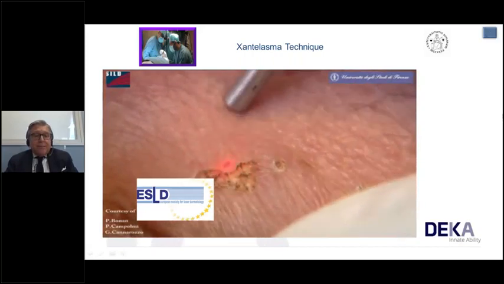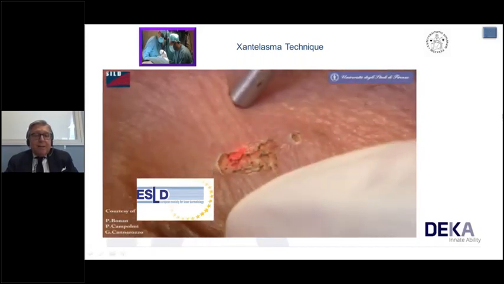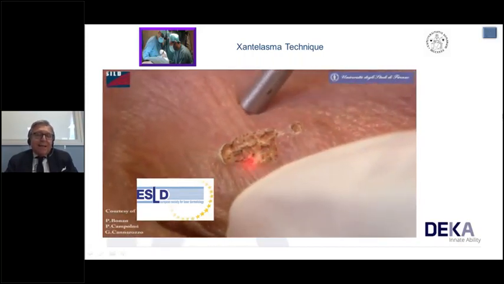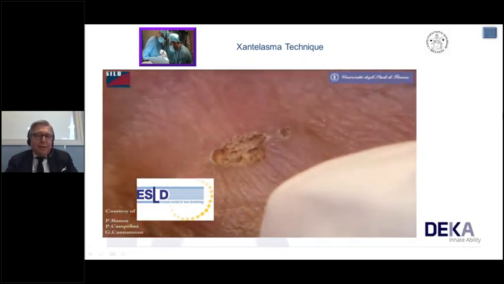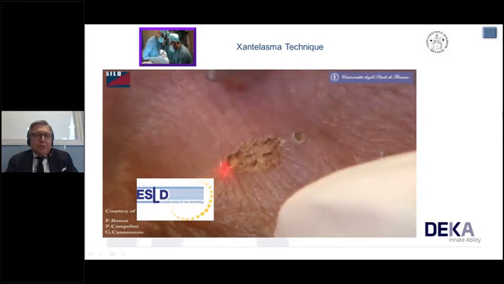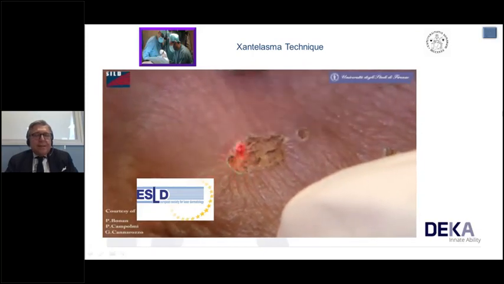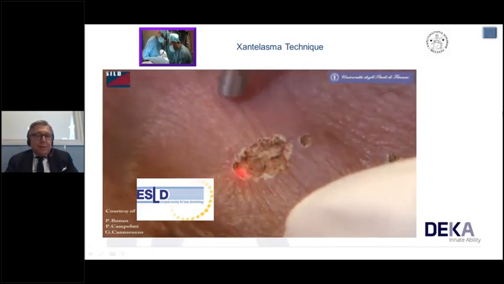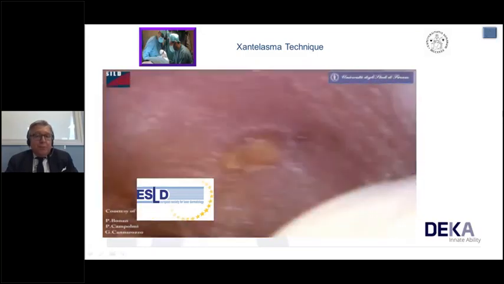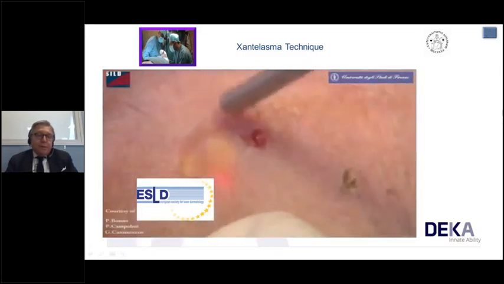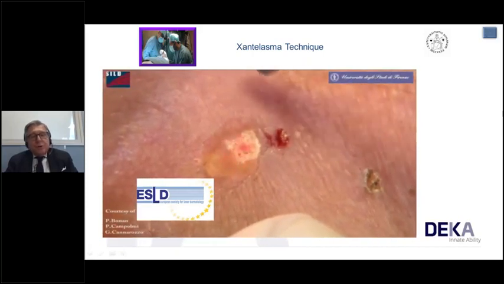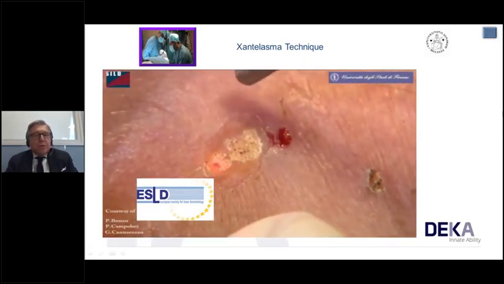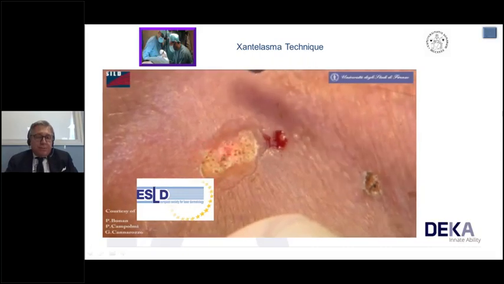And you can see the capability to vaporize delicately and gently. We pull the skin gently just to evidence the entire lesion. At a certain point, we stop and we scratch with wet gauzes, and we carry on to treat and vaporize the yellow tissue in the middle of the lesion.